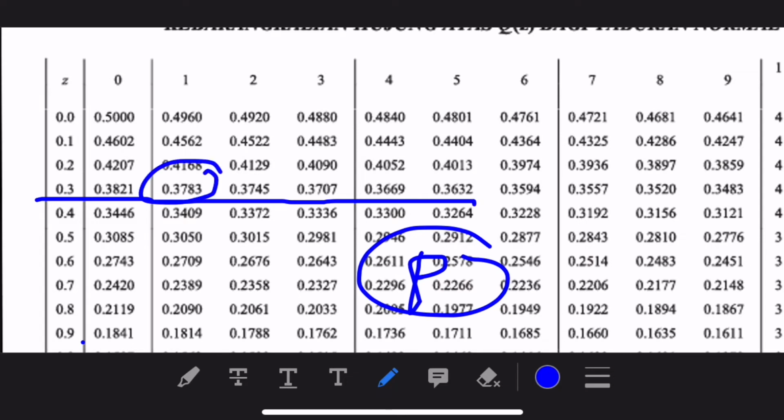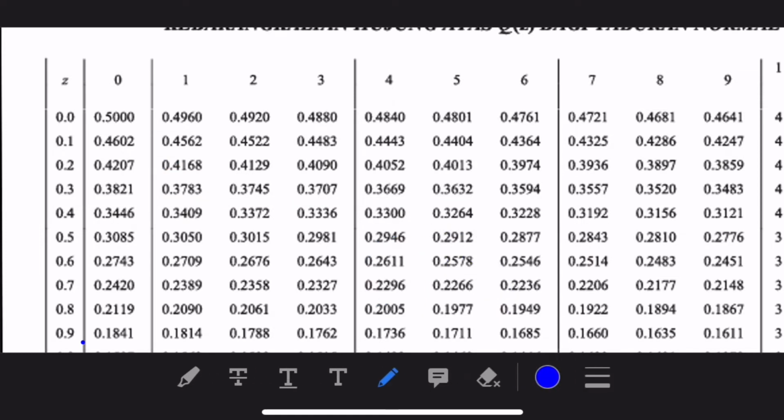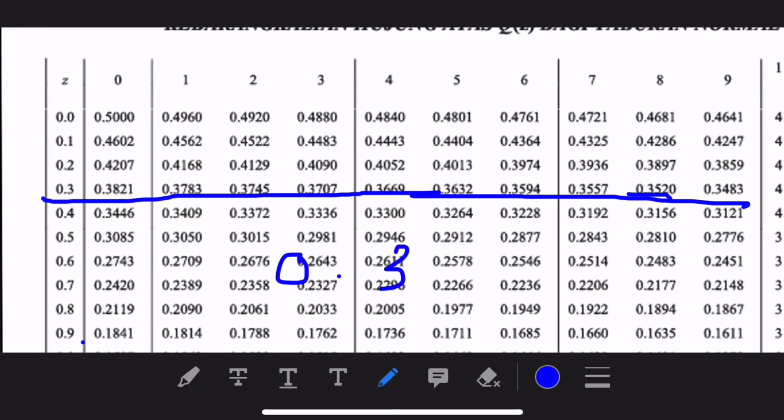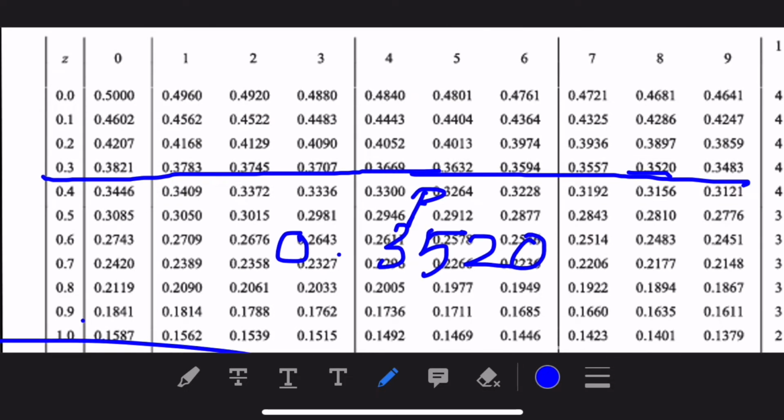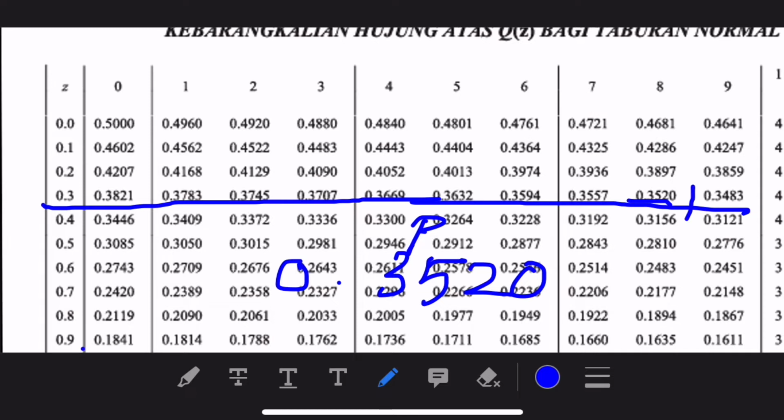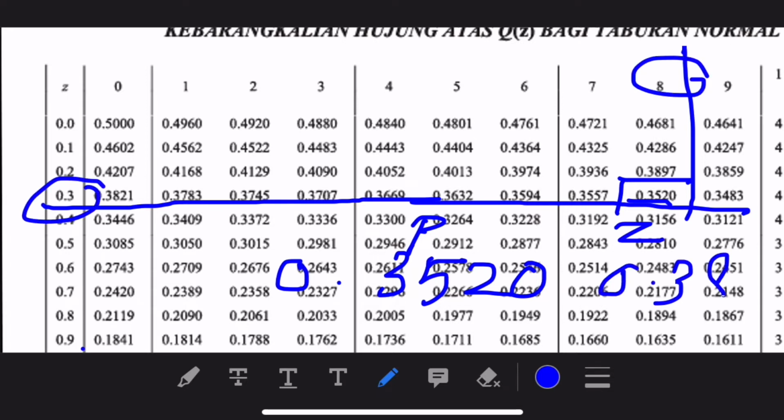Here I got 0.37. No, I still have to go down further. 0.35. Where is it? Somewhere here, right? Let me draw a line so that I can read correctly. Okay, I got 0.3520 for the P, and the nearest to my answer, my Z score is 0.38, right?